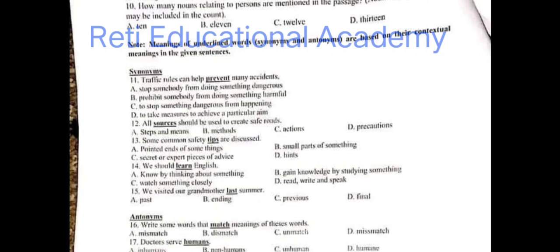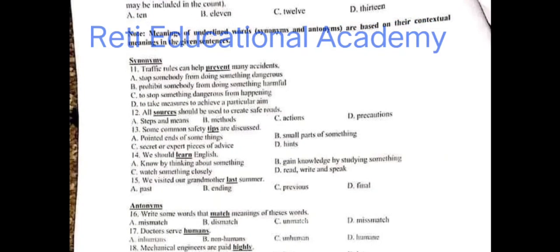To stop something dangerous from happening. Question number 12. All sources should be used to create safe roads. A. Steps and means. B. Methods. C. Actions. D. Precautions. And the correct answer is B.